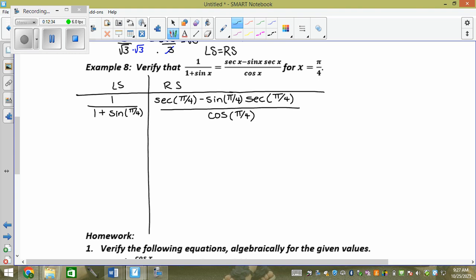Okay, so we get 1 over 1 plus root 2 over 2. So this is going to have to be 2 over 2. So I'm going to get 1 over 2 plus root 2 over 2. And now I have a full fraction over a full fraction. And a 1 is a full fraction, so it's 1 over 1 times 2 over 2 plus root 2. So I get 2 over 2 plus root 2.